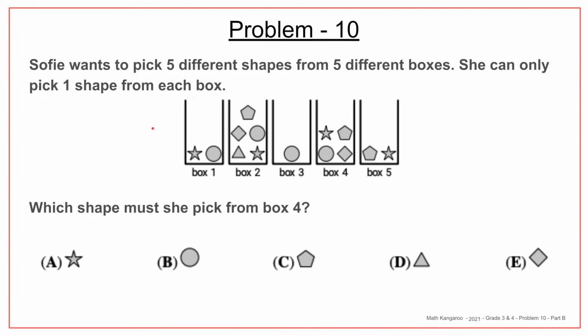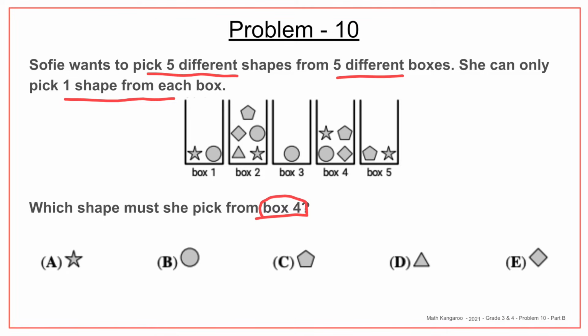Problem 10. Sophie wants to pick 5 different shapes from 5 different boxes. She can only pick 1 shape from each box. These are the boxes and the boxes contain different shapes. Which shape must she pick from box 4? So let's look into box 1, 2, 3, 4, 5.